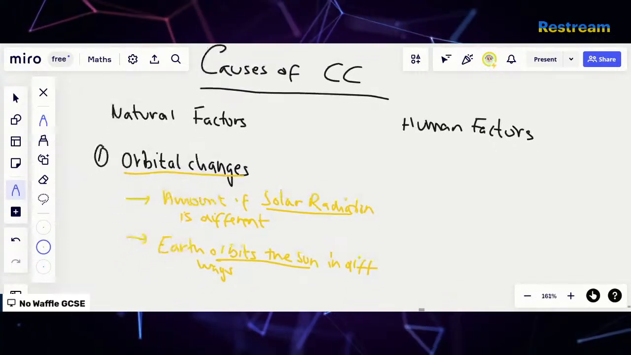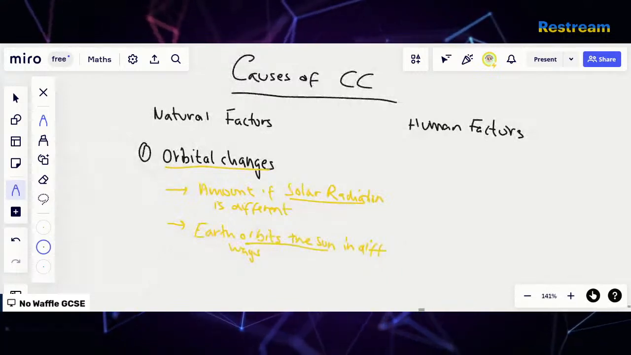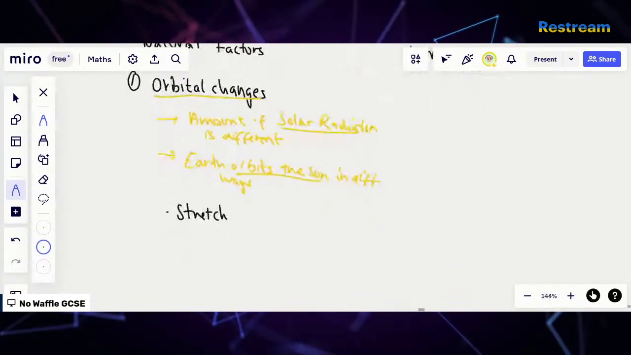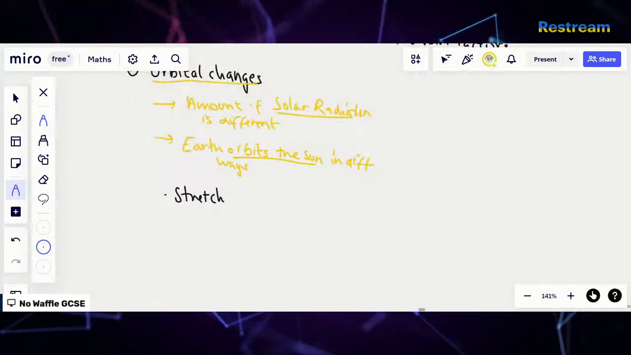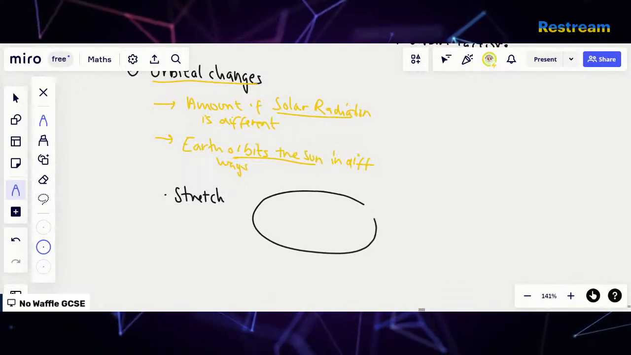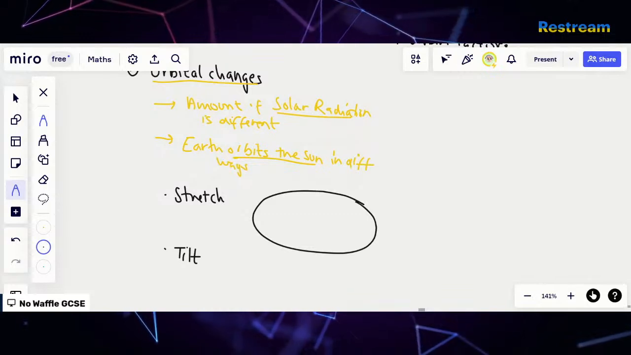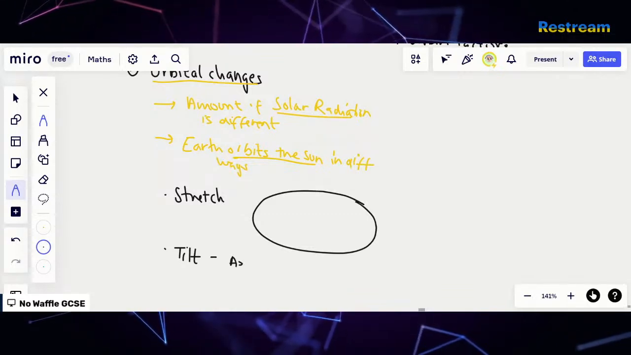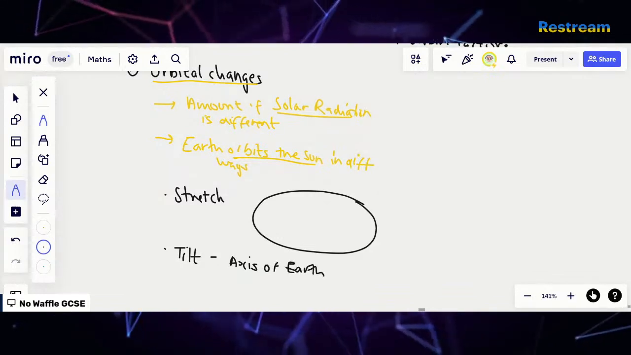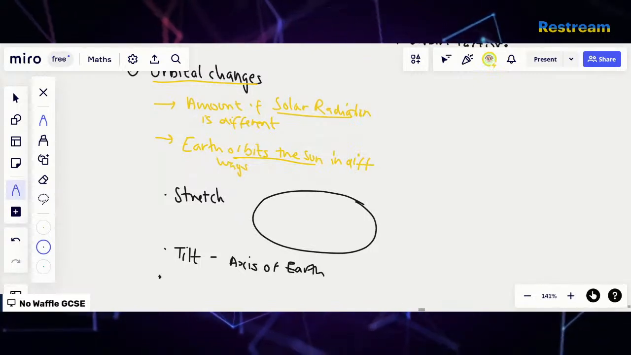Now, I've never seen a question on this, but it's always good to know because it is in the specification. So, different ways in which the Earth orbits the Sun. So, there's one thing called the stretch. The Earth should orbit the Sun in a circular way, but the stretch is when the Earth's orbit looks more like an oval. Then we have the tilt. The tilt is literally the Earth's axis. And the change in the Earth's axis, or the tilt, can actually change how much solar radiation we receive.